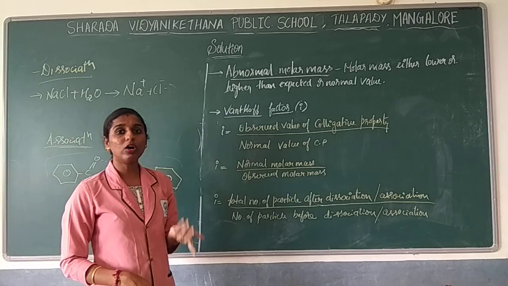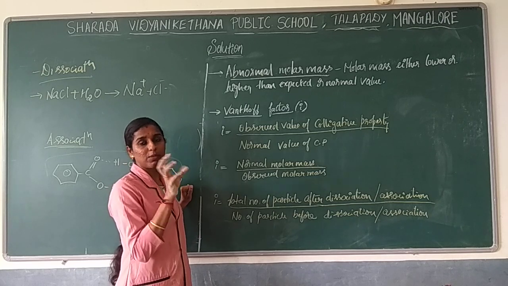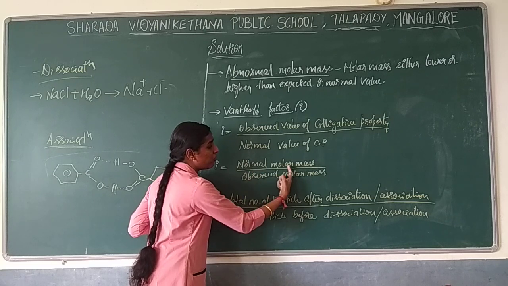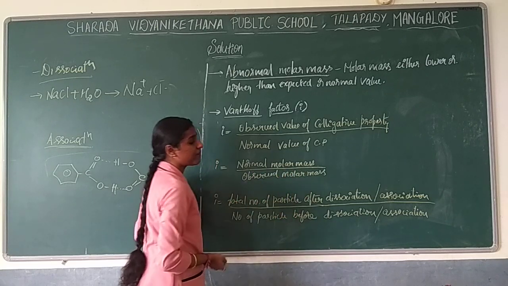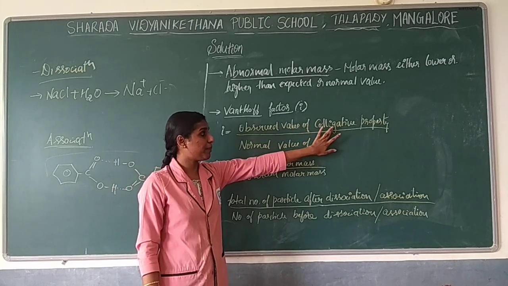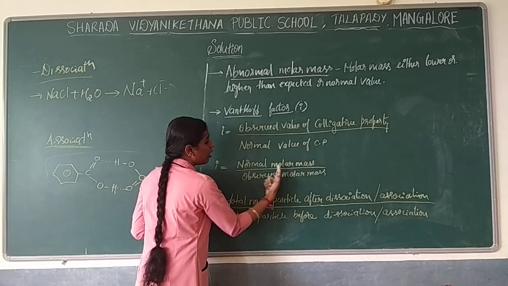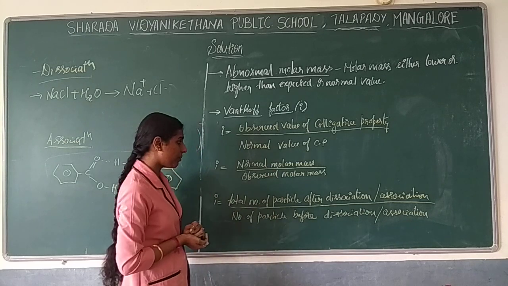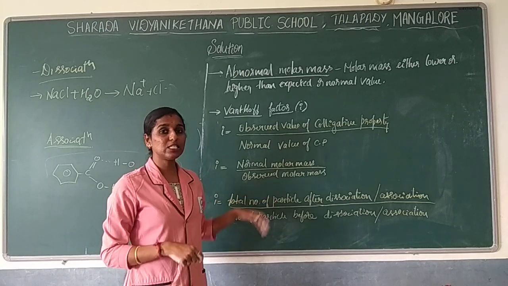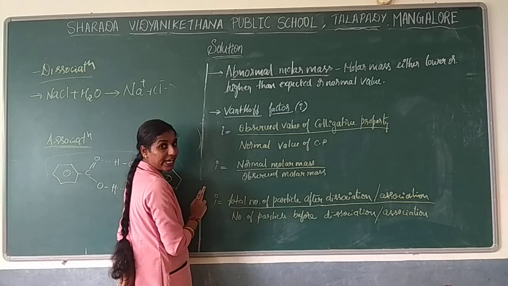If we are dealing with molar mass, to find out the accurate molar mass of the solute, we use this formula: normal molar mass divided by observed molar mass. This is because colligative property is inversely proportional to molar mass, so the ratio gets inverted. Normal molar mass is by calculation, and observed molar mass is by experiment. By this also we can find the i factor.